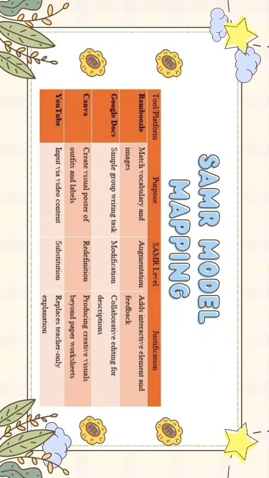And the last is YouTube. YouTube is used at the substitution level. It's simple, replace a print material like a book, but I give sound and visual support so it's more interesting for young learners. Alright, so overall I can say that the lesson is not only using technology for fun but also to support higher level learning.